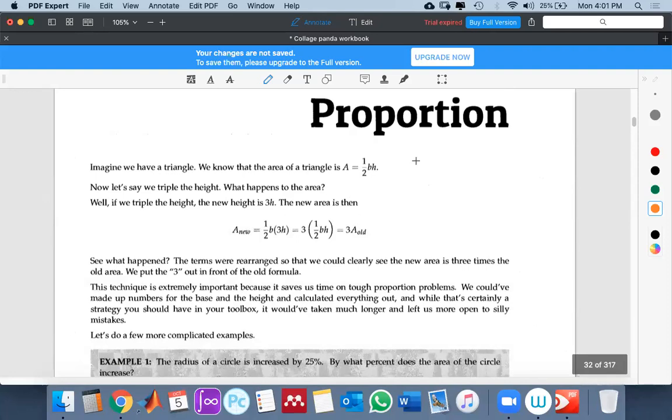Imagine we have a triangle. We know that the area of a triangle is 1 over 2 times base times altitude. So now let's say we triple, so 3 times, triple the height. What happens to the area?